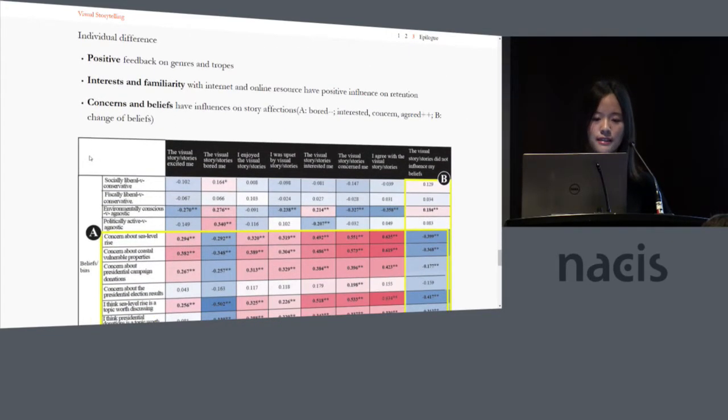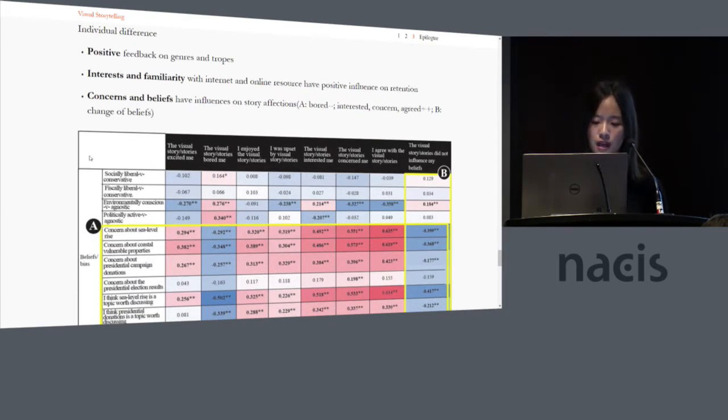So last, we study the impact of individual differences on the effectiveness of the story. First, the feedback is really positive for both genres and tropes, as we asked the audience to use a 1 to 7 Likert scale to rate their preference of the tropes and genres. The 4 is the neutral number. The average score for genre is 4.6, and the average score for trope is 5.2. So both receive positive feedback.